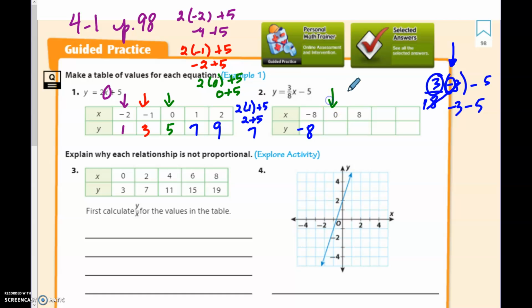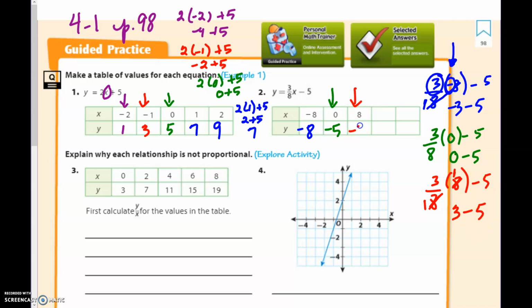Okay, now when we put in this next one, we get a 0. So the second one that they're having us put in. So again, it's 3 eighths times what? We're replacing that x value and they're doing a 0. So 3 eighths times 0 is 0 minus 5, and we get a negative 5. Now the third number that they're having us put in here is an 8. So when we do 3 eighths times 8 minus 5. So this 8 on top and this 8 on the bottom simplifies to 1. So 3 times 1 is 3 minus 5 is a negative 2.